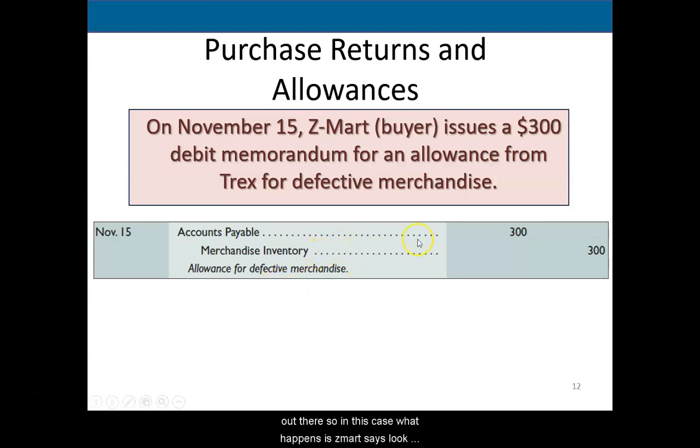So in this case, Z-Mart says, look, $300 worth of the stuff was defective. What we're going to do is debit accounts payable, so they no longer owe us for $300 of that amount, and we're going to reduce inventory by the $300 that is defective merchandise.